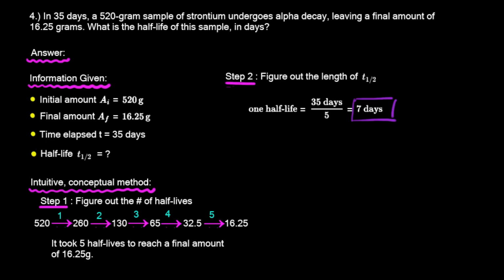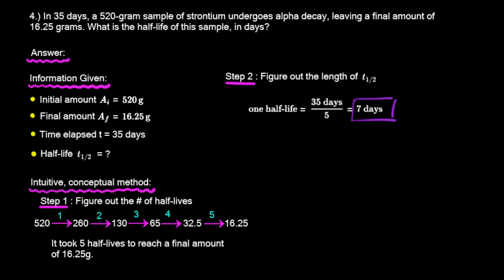The question provides us with some information which we will list here. It tells us that the initial amount of the substance is 520 grams and the final amount is 16.25 grams. It also tells us that it takes 35 days for the substance to reach that final amount. We are asked to find the duration of one half-life in days. We will solve this problem using our intuitive or conceptual approach, which can save us a lot of time on the MCAT exam.